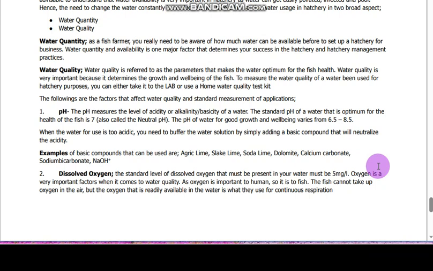The fish cannot take up oxygen in the air, but the oxygen that is readily available in the water is called dissolved oxygen. That is what they use for continuous respiration. We'll continue in the last slide.